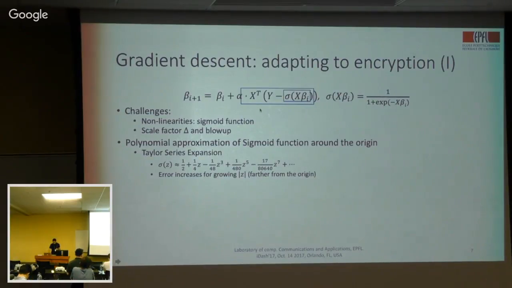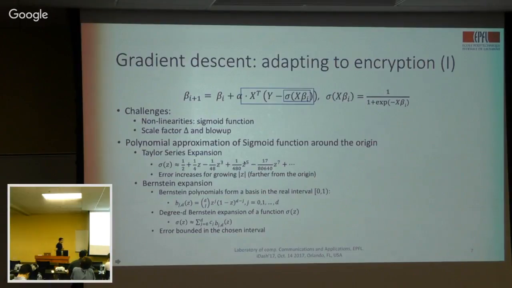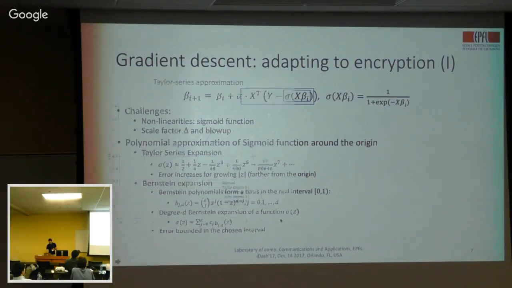So for the first problem, that is the sigmoid function, we could use a polynomial approximation of this sigmoid function, which could be a Taylor series expansion centered at zero. But we opted for a Bernstein expansion. Bernstein polynomials form a basis on the interval 0, 1, which can be changed for other intervals. And any function can be expressed as a Bernstein polynomial in the interval in which this basis is defined. So as we can bound the inputs to this sigmoid function at each iteration, then we can see which is the best interval. We can define this Bernstein polynomial to produce this approximation.